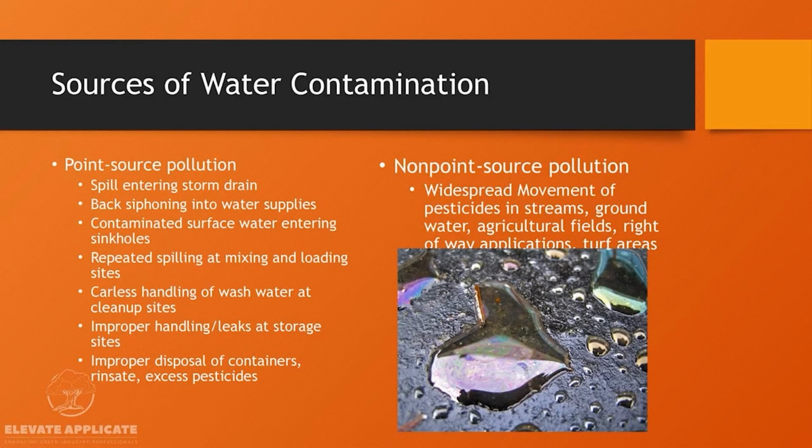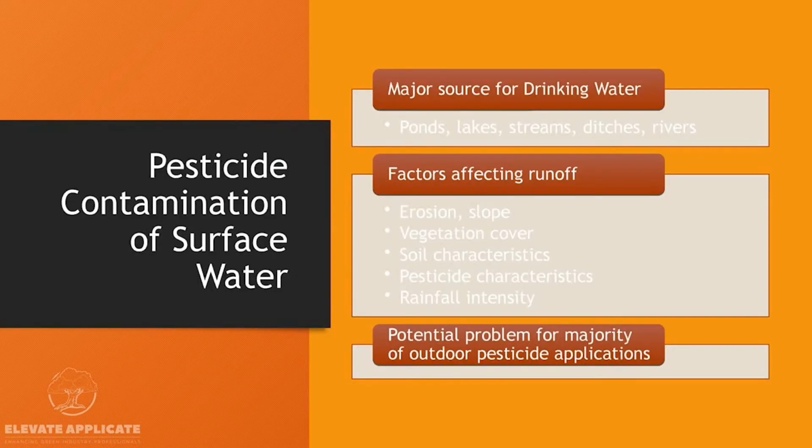Non-point source pollution is widespread movement of pesticides in streams, groundwater, agricultural fields, right-of-way applications, turf areas. So it's a little bit different. Think non-point is big and point source is relatively small. It can be large, but it's not like you're contaminating a stream or a river or things like that.